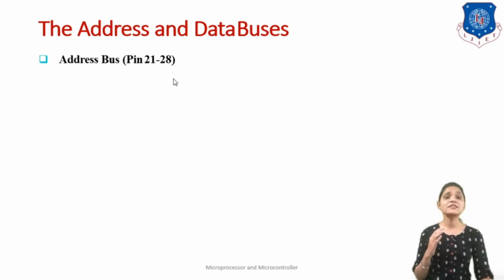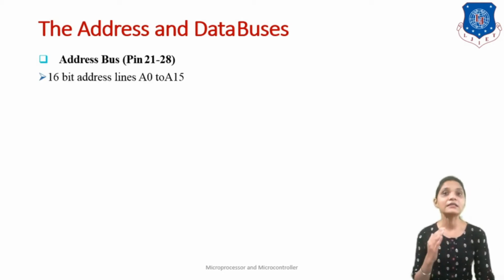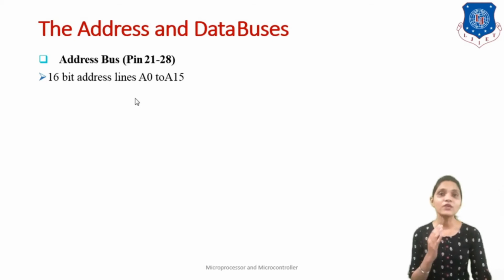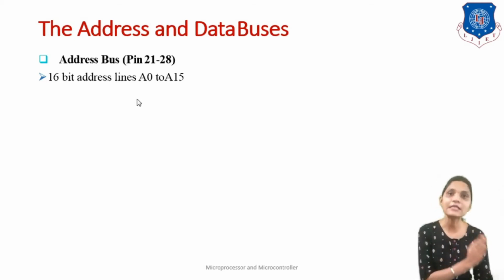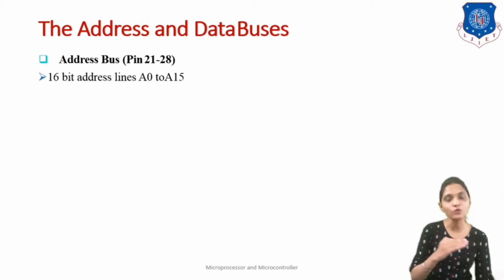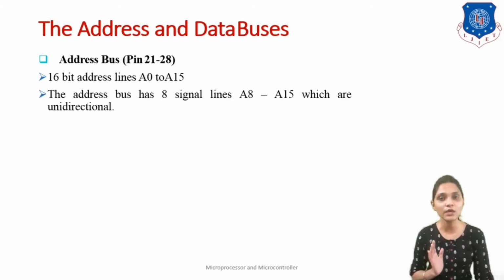Address buses are on pin numbers 21 to 28, where we have the higher order address bus A15 to A8. Totally it will require 16 bits, A0 to A15, but the lower order address bus is multiplexed with the data bus. So we will see this in that group. Here we are considering the whole address bus, A15 to A0.